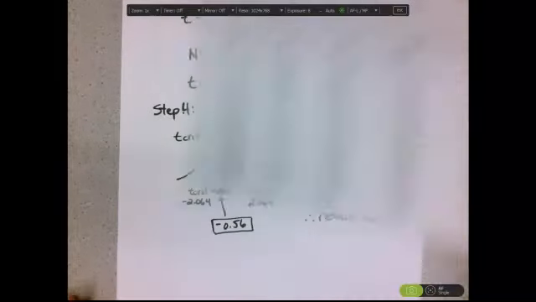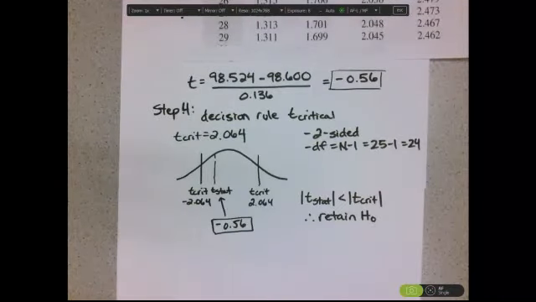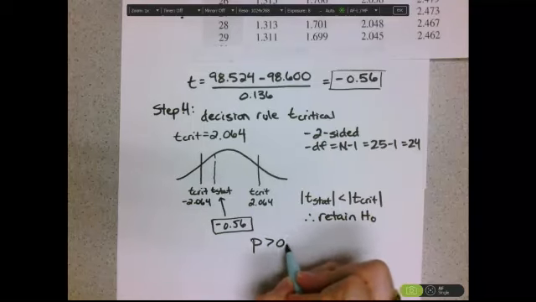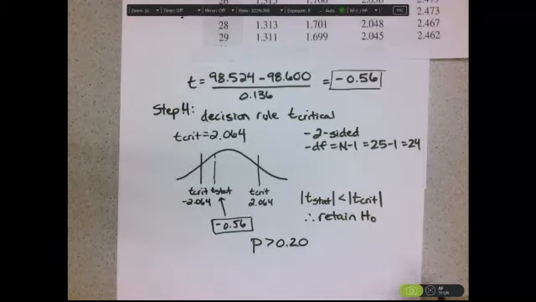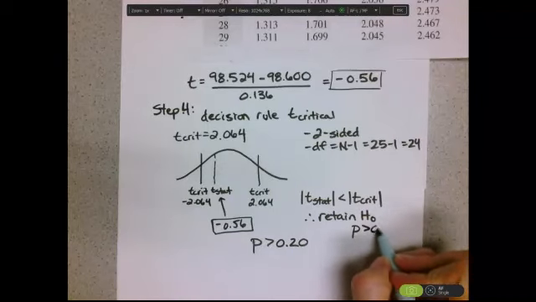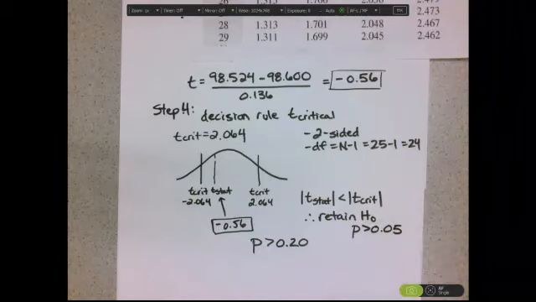So one other thing that we could write here is that the p-value, which is the probability that our data came from the same distribution, is greater than 0.20. And that's just a little bit more detailed. Then we can write that the probability is greater than 0.05. Remember that if the probability is less than 0.05, only then we would say that there was a statistically significant difference.